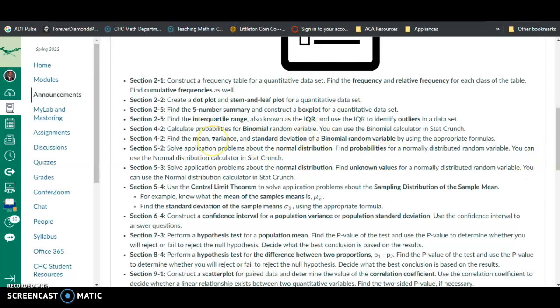So we're going to try to cover some topics from section 5.2, where you're going to be asked to solve application problems about the normal distribution and find probabilities for a normally distributed random variable, and you can use the normal distribution calculator. And if you have time, we'll do some examples from section 5.3. It's the same topic, but in section 5.3, you're going to be asked to find unknown values for a normally distributed random variable. And once again, you can use the normal distribution calculator.